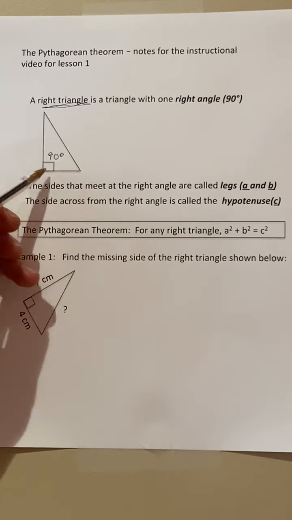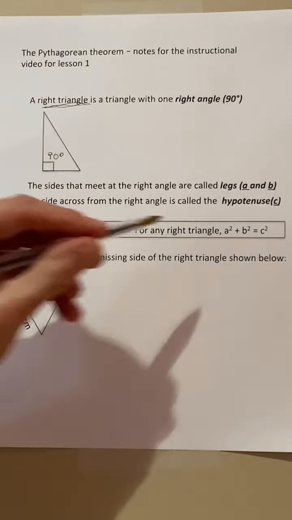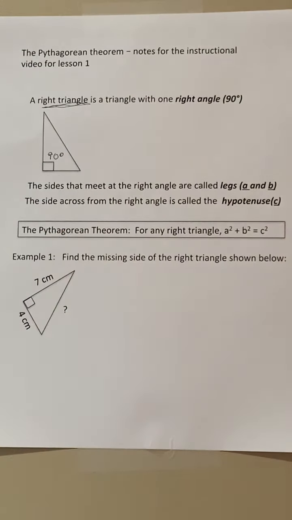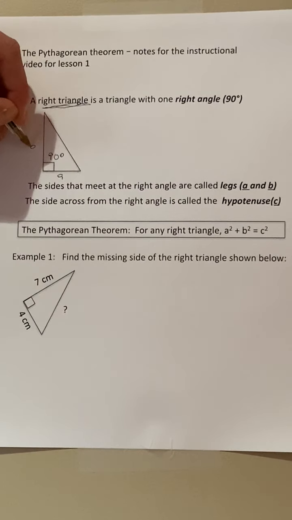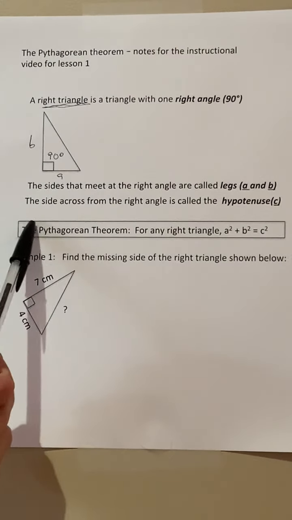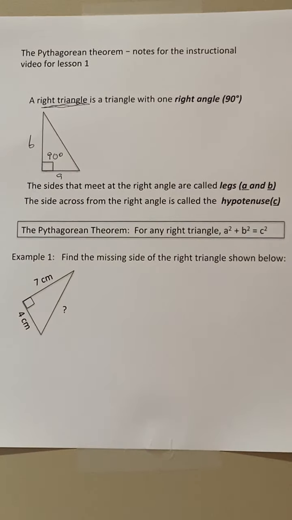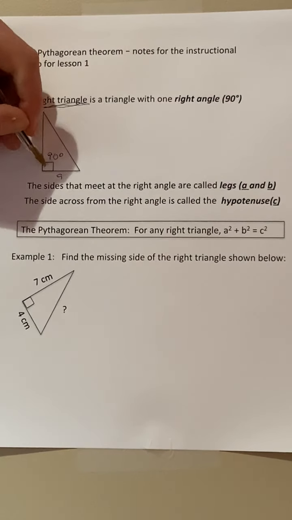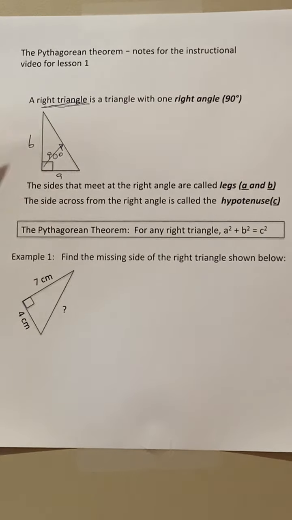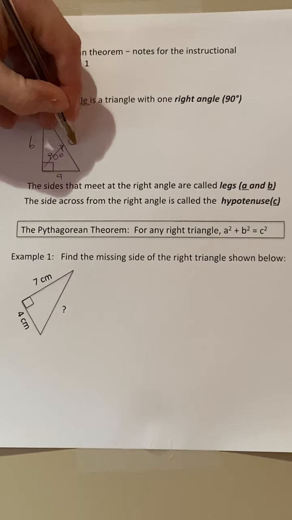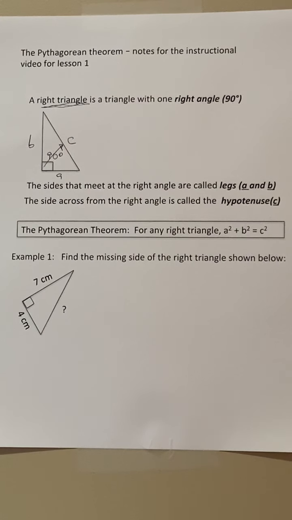The sides that meet at the right angle are called the legs. So this is a leg, and this is a leg. And it says they are A and B. So I'm going to label those A and B for my legs. The side across from the right angle is called the hypotenuse. So let's look across from the right angle. This side here is going to be my hypotenuse, and that's the side that we call C.